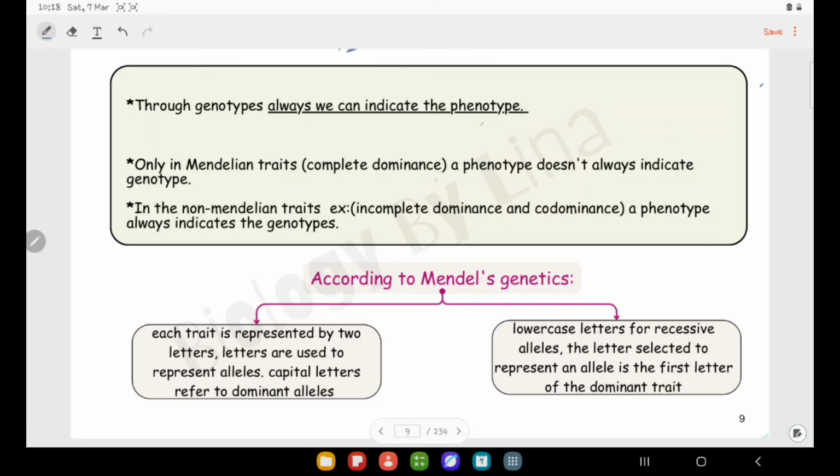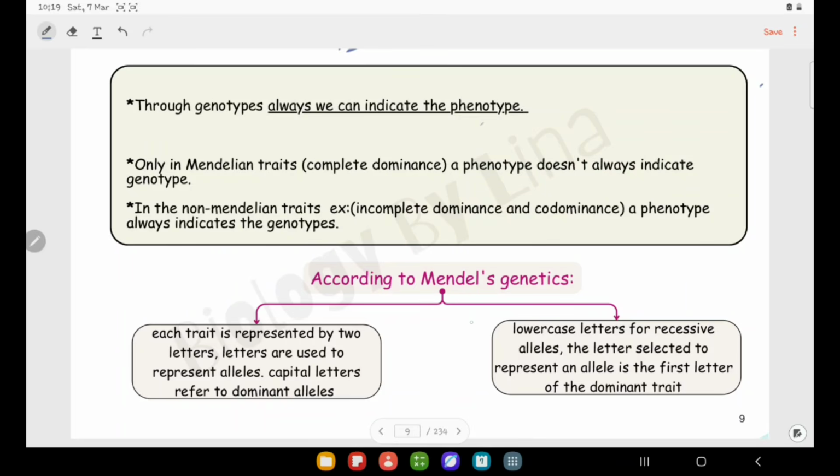And in complete dominance, we said that the phenotype does not always indicate the genotype. While in the other types of non-Mendelian genetics, that we will explain in the second section, like incomplete dominance and codominance, here the phenotype always indicates the genotype, and we will talk about it later in section 2.